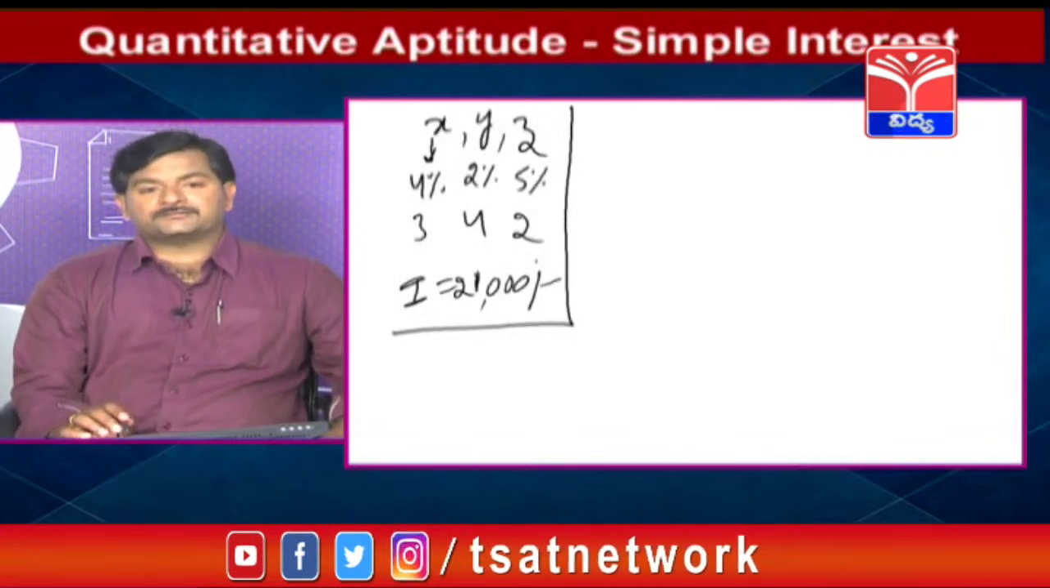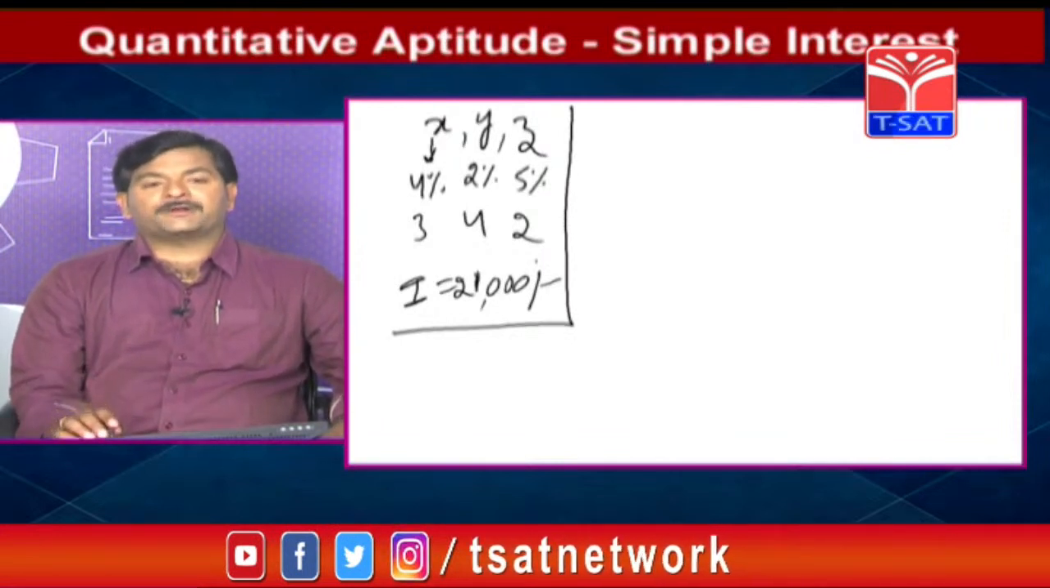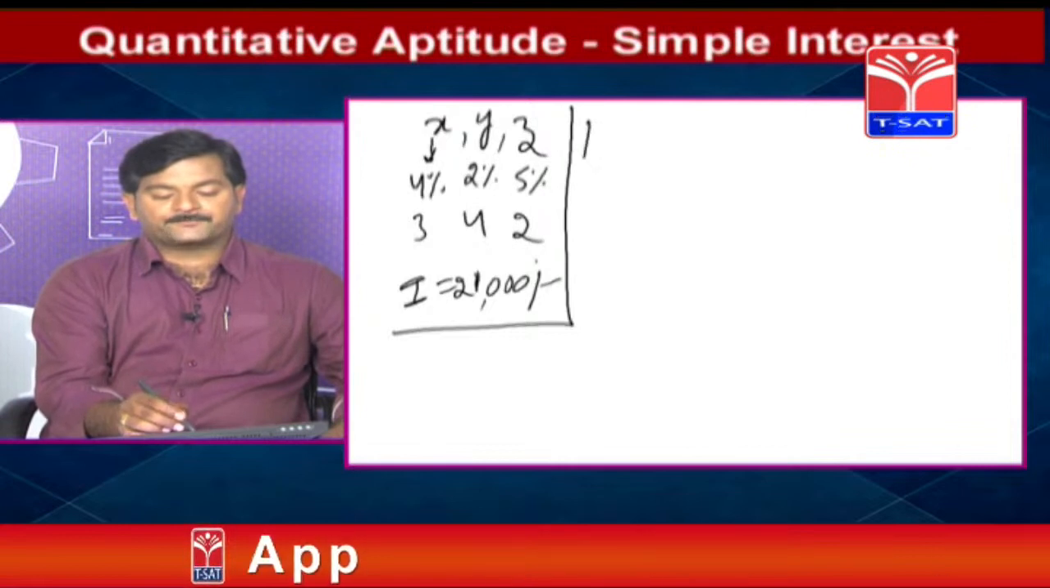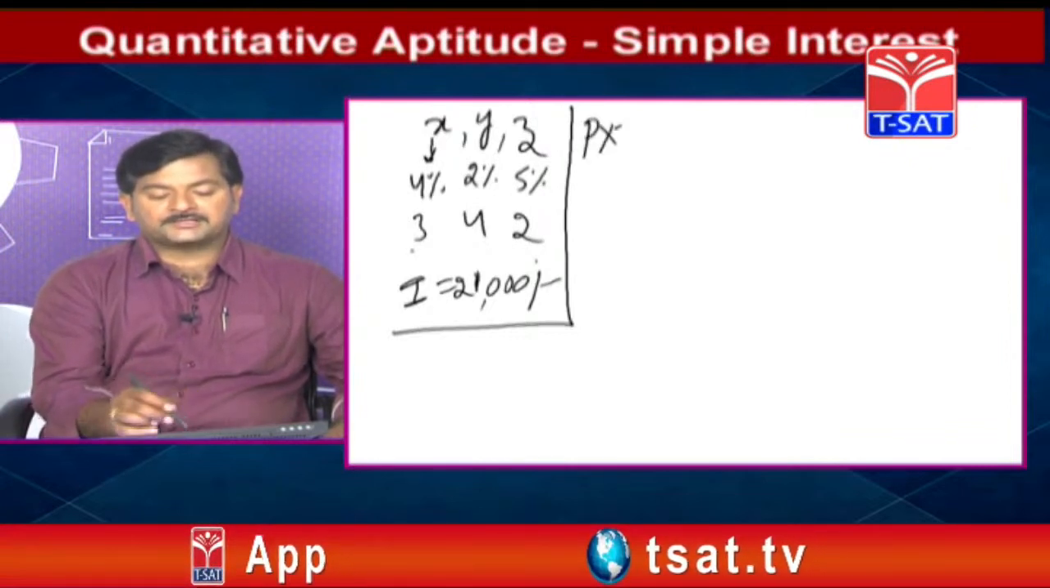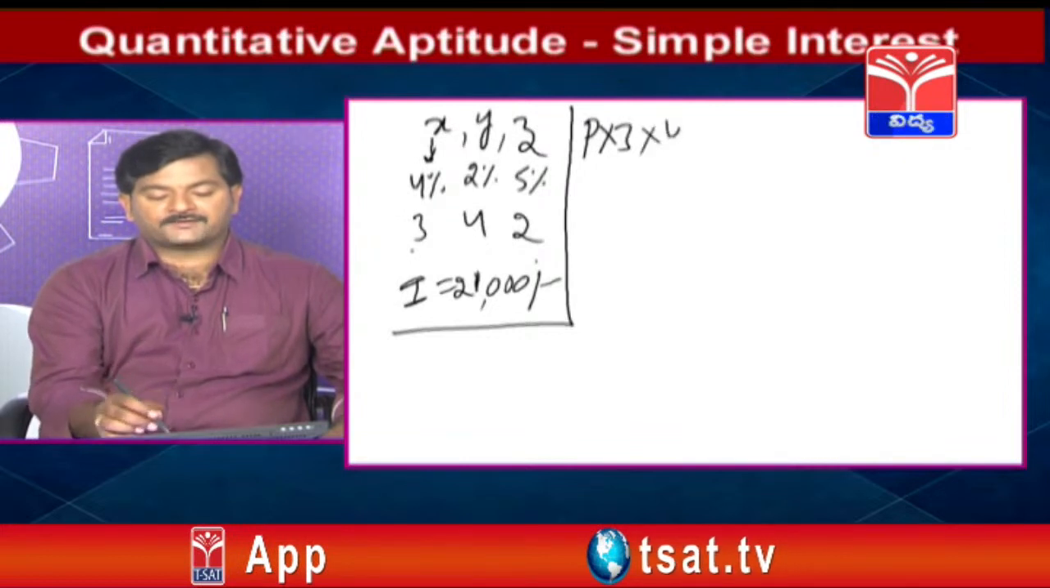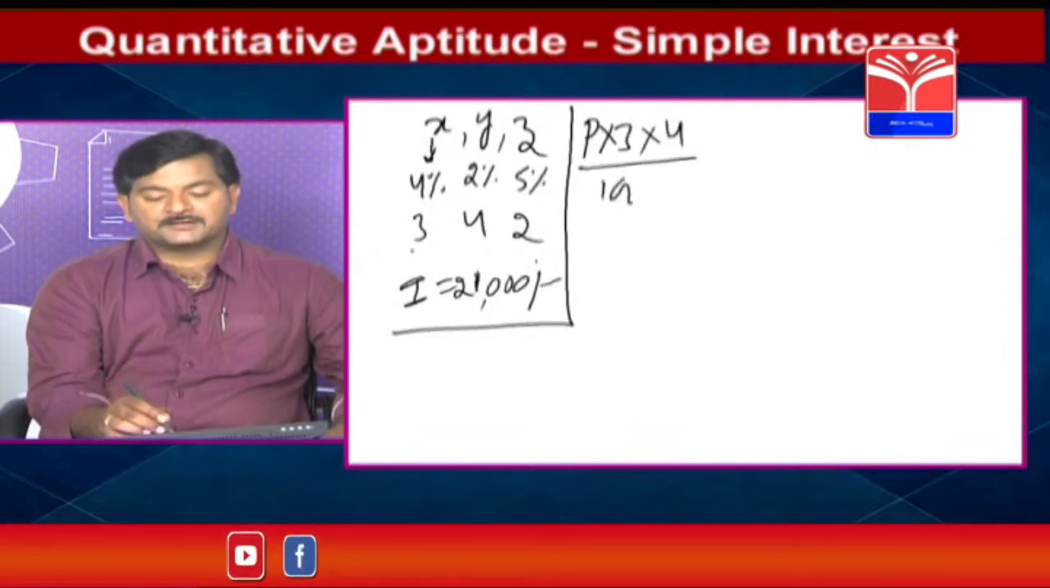By using this condition, please observe, we can apply I equal to PTR/100. In first case, that sum is P. T means how many years, 3 years. Rate of interest is how much, 4% by 100.